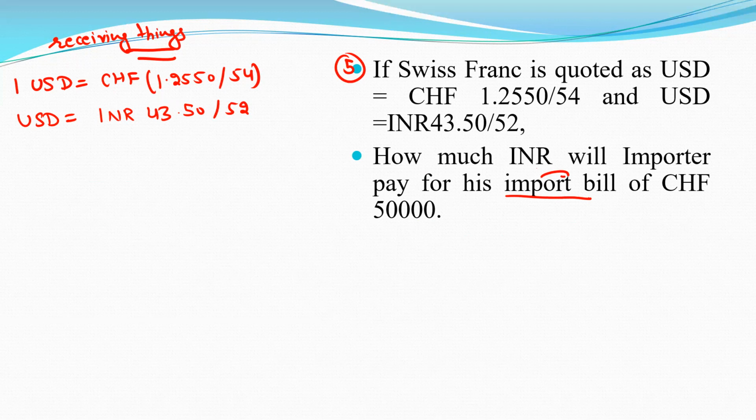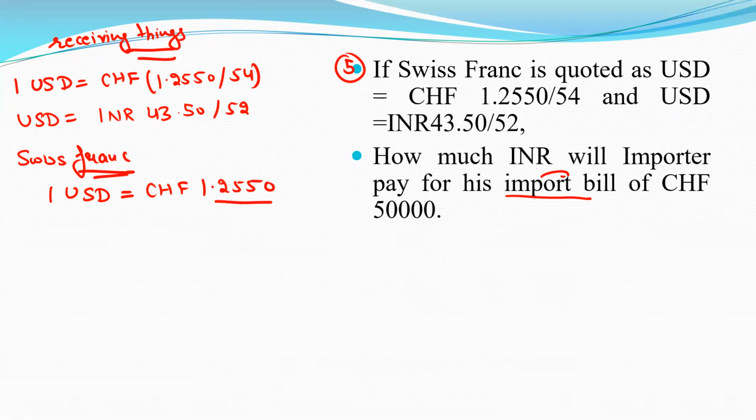Basically here Swiss francs we have to sell, we have to give. So Swiss francs will be sold to the customer, basically given to the customer after we buy them from the international market. So we will take the buying rate here. We have to buy Swiss francs, so 1 USD is equal to CHF 1.2550.